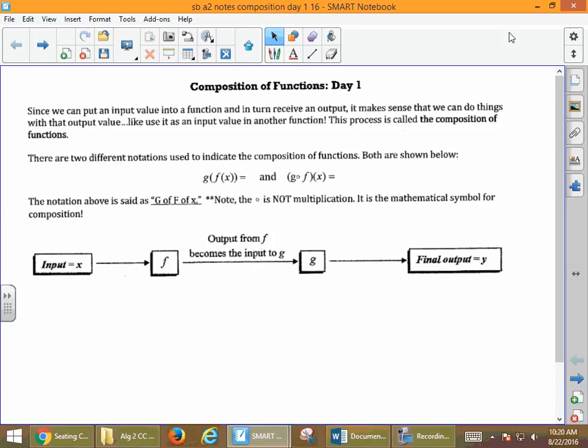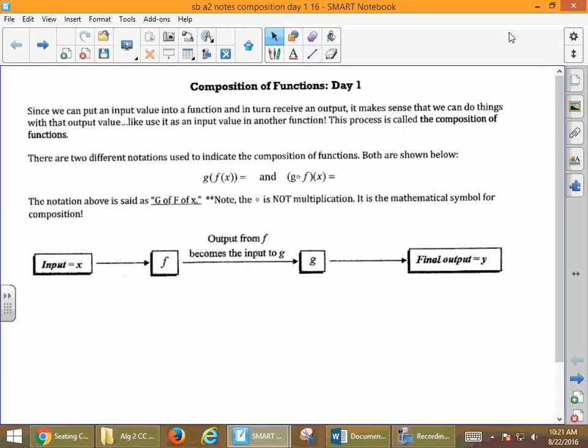There are two different notations. There is g parentheses f of x, or there's g open circle f of x. But remember, neither one of those means multiply. These are read g of f of x. Whether it's parentheses or this open circle, it's g of f of x. And what's happening is we're going to put a value into a function, then we'll get something out of it, and what we get out of it, we're going to put into another function to get our final output.